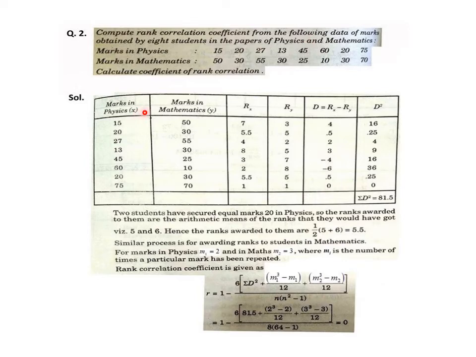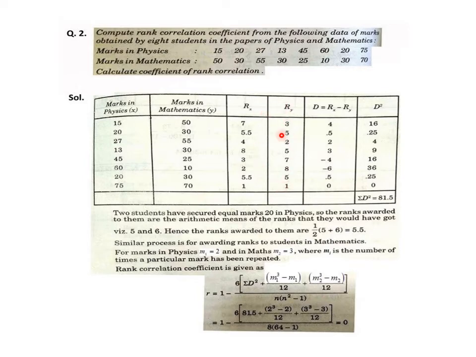How? Marks in physics, first column assumed as x: 15, 20, 27, 13, 45, then 60, 20, 75. Marks in mathematics assumed as variable y: 50, 30, 55, 30, 25, 10, 30, 70. Now how we will create ranks, that's important to know. Rx is the rank for scores x, Ry the ranks for scores y. If we create these ranks, then the work is similar to what we discussed in the previous slide.